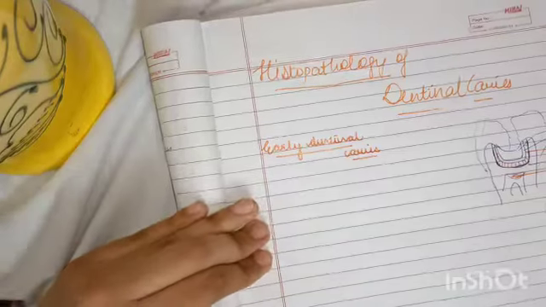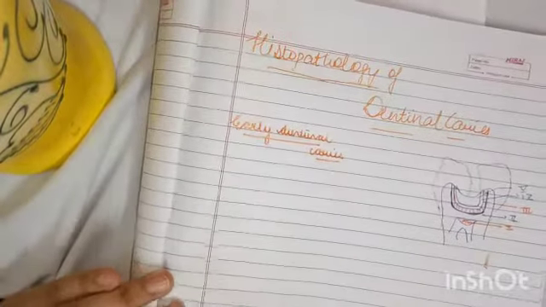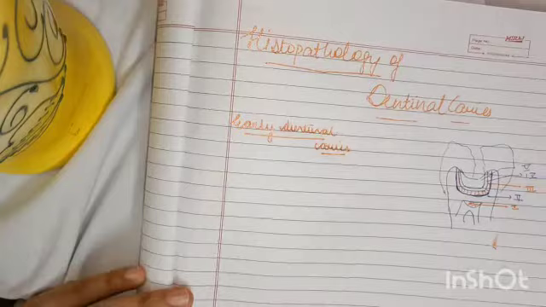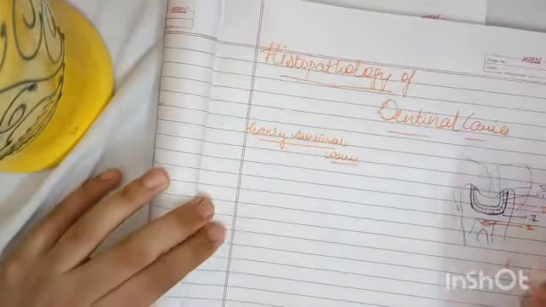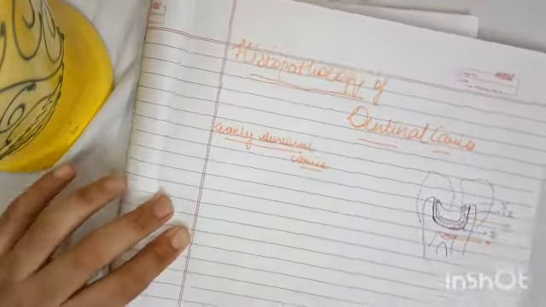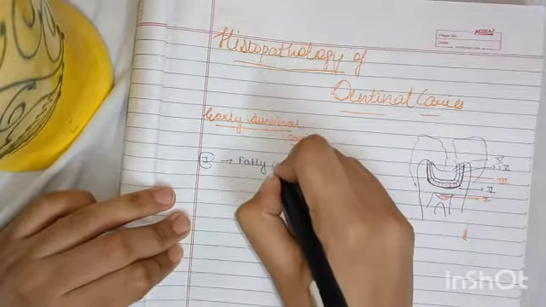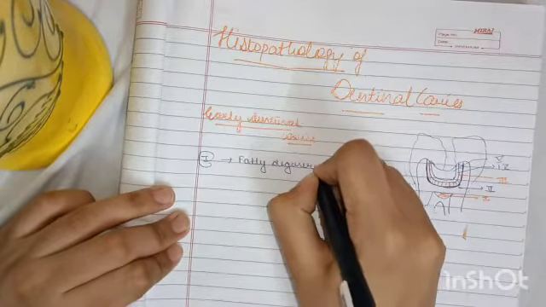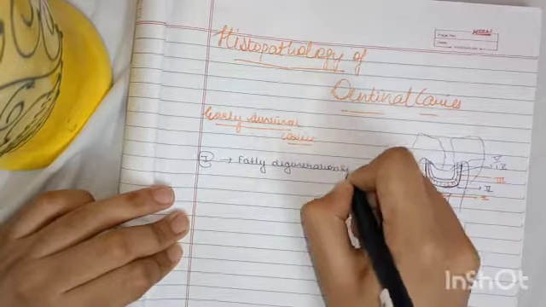In this video, we'll discuss the histopathology of dentinal caries. First of all, we'll discuss the early dentinal caries. In this, there are five zones. We will discuss each of them one by one. Starting from the first zone, which is the zone of fatty degeneration of odontoblast process.